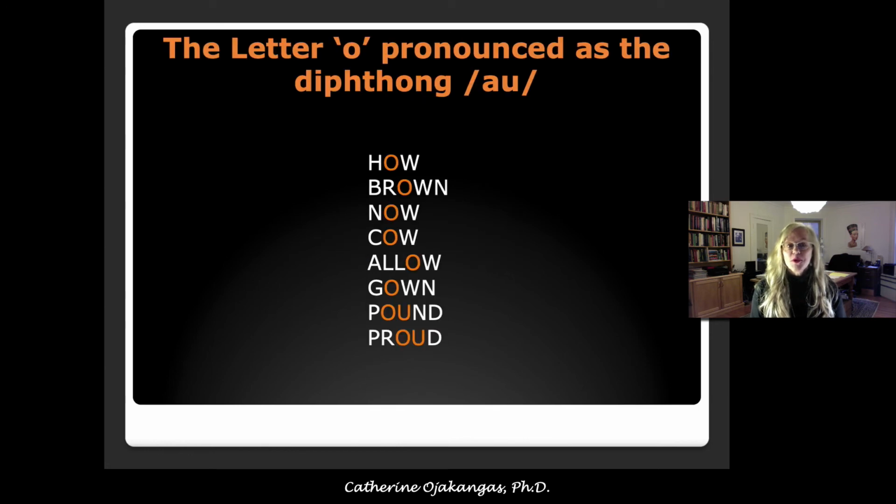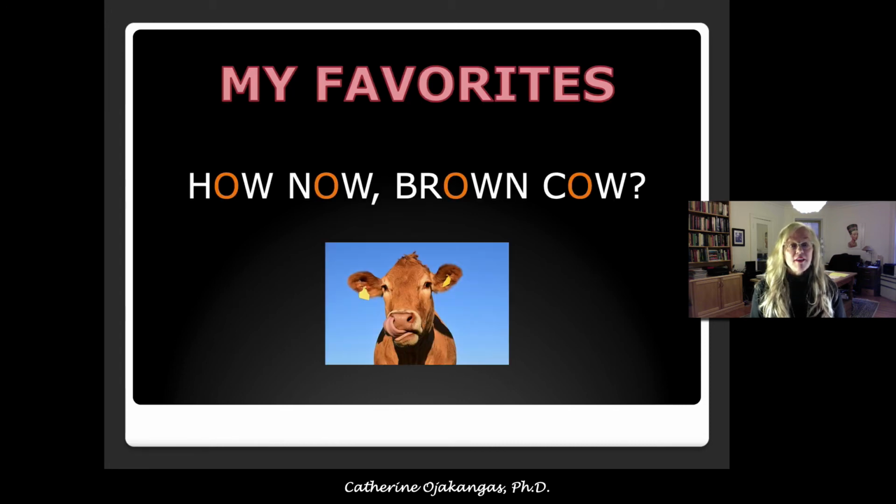Okay, the next rule, the letter O pronounced as the diphthong ow. It's an ah and an oo together. How, brown, now, cow, allow, gown, pound, and proud. My favorites, how now, brown cow. This is a funny saying that little children learn, and each word has the ow sound.